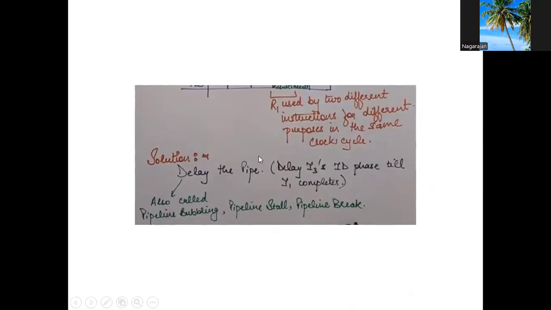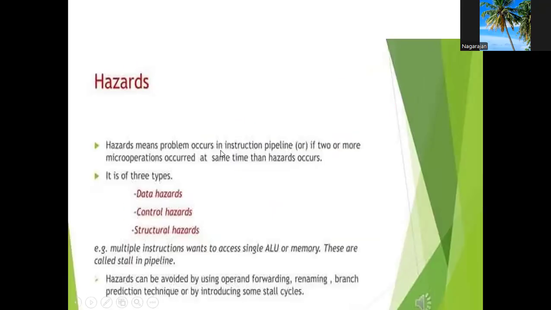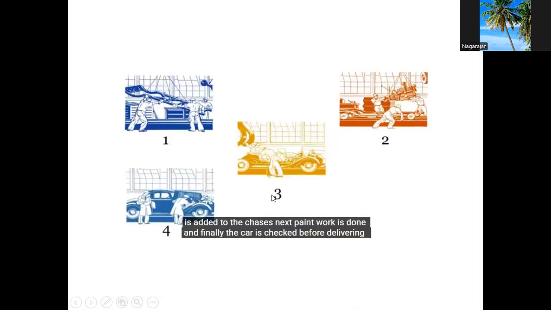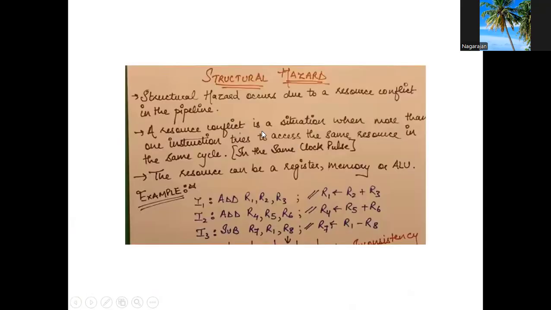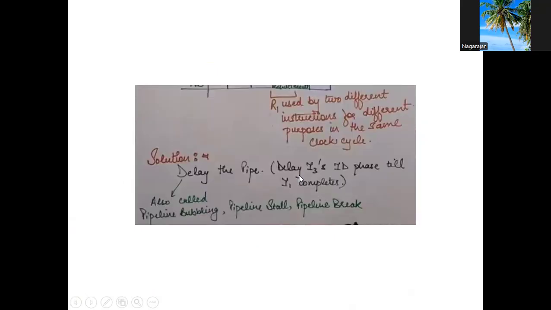I hope you understand that there are three types of hazard: one is called data hazard, another control hazard, and another structural hazard. I hope you understand simply what structural hazard is, how it impacts the pipeline, and how we can resolve it. Thank you for watching the video.